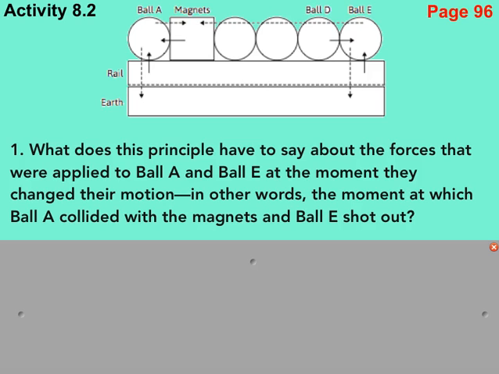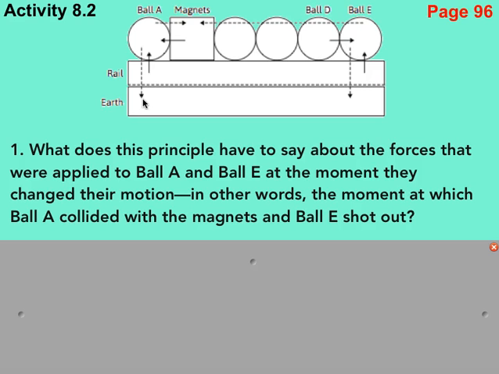So here we are looking at the magnetic cannon. This is just a small part of it, not the whole track. You see ball A, you see the magnets, and then you see balls B, C, D, and E. You've got the rail and you've got the Earth. This would be a good force model, because you've got the Earth, and it's a dashed line because it's a force that acts at a distance. You've got the contact forces with the rail.